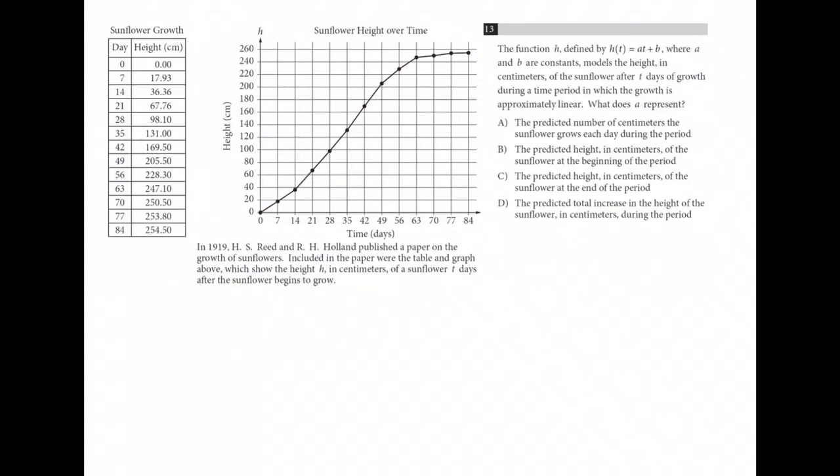Number 13, we're looking at sunflower growth and then sunflower height over time. The function h, defined by h of t is equal to at plus b, where a and b are constants, models the height in centimeters of the sunflower after t days of growth during a time period in which the growth is approximately linear. What does a represent?